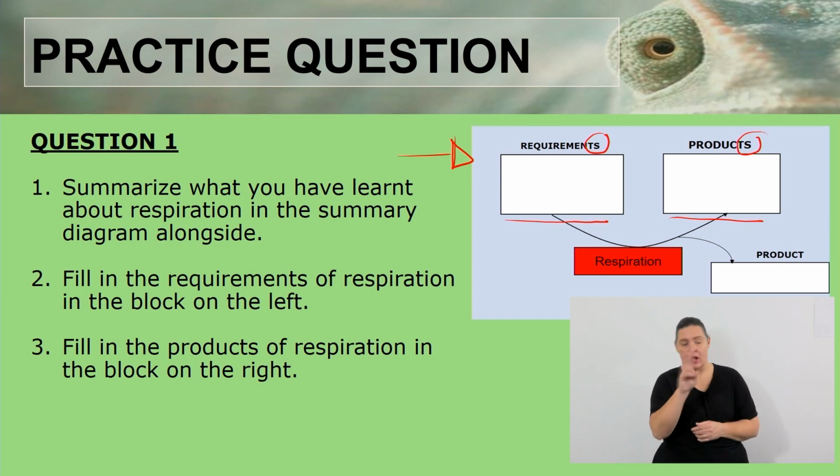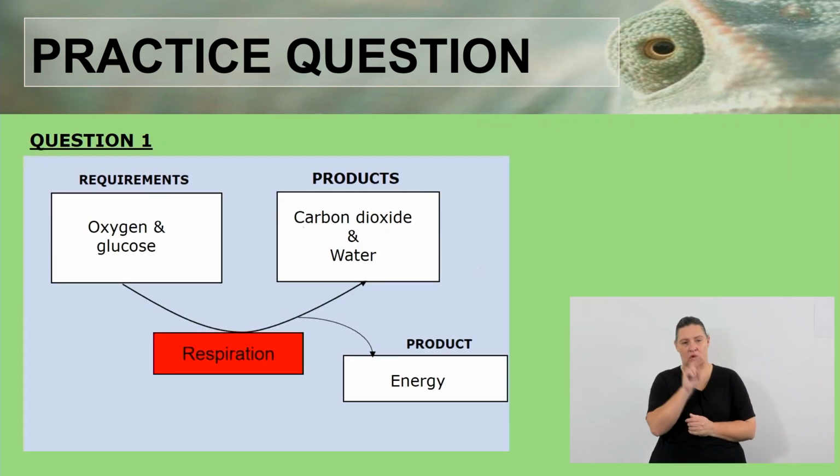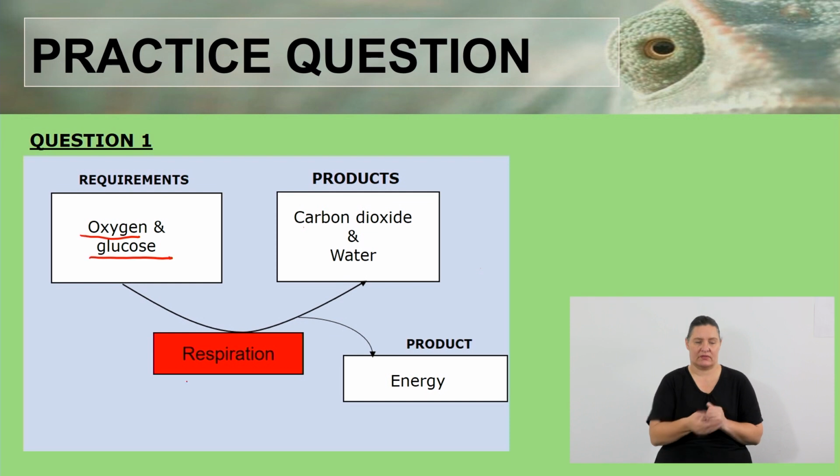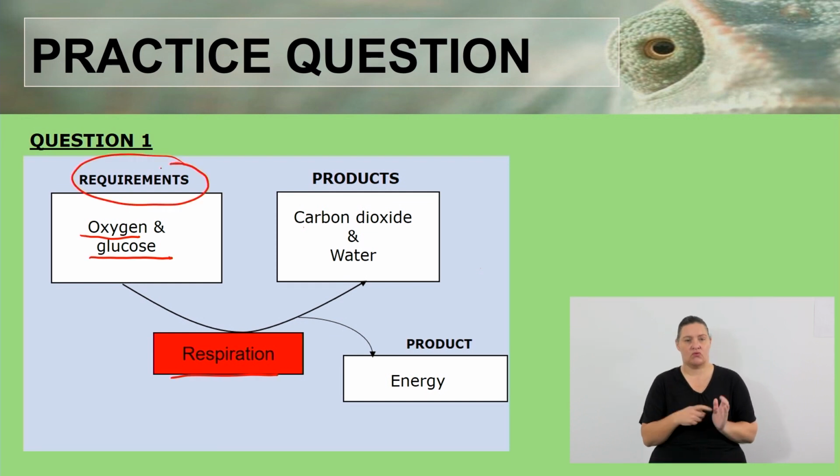So if you were watching and listening carefully during the lesson, you would have been able to now tell me what are the two things that we require in order for respiration to take place, and what are the three products that we get from the process of respiration. So if we look at the box on our right, you can see that we have oxygen and glucose, and these are the two products of the process of photosynthesis. So in this process, which is respiration, they are the requirements.